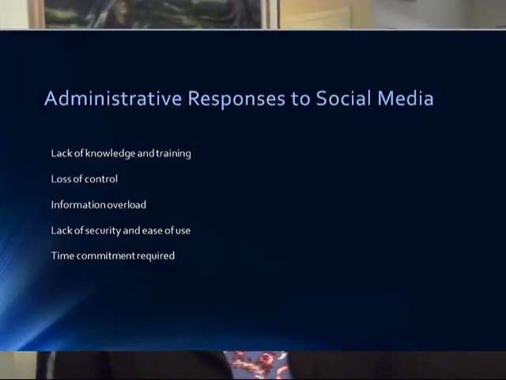When you look at four-year institutions, it's a little bit controversial in terms of using social media. There are privacy issues. A lot of the faculty are concerned about the time commitments that it takes.